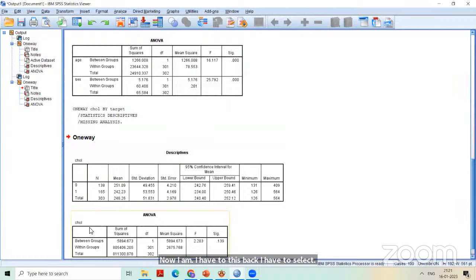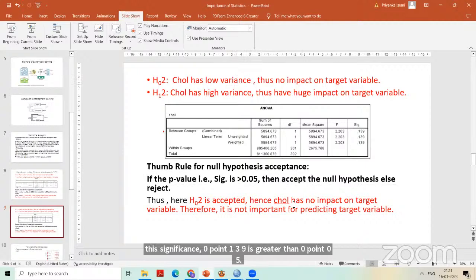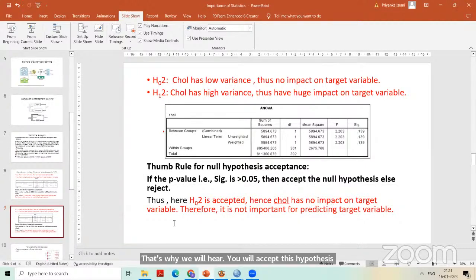So I got the ANOVA for cholesterol. The significance is 0.139. Now this significance 0.139 is greater than 0.05. That's why we will accept the hypothesis that cholesterol has low variance, and hence cholesterol has no impact on the target variable.